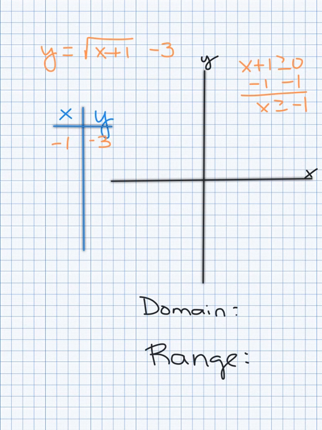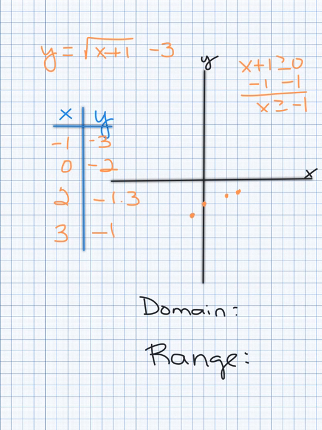Let's use a different value. Now again, it doesn't matter which values I use as long as they're greater than negative 1. So let's use 0. The square root of 0 plus 1 is 1, the square root of 1 minus 3 gives me negative 2. And if I use a different value, if I have 2 plus 1, the square root of 3 minus 3, that'll give me negative 1.3. And again, one more, I have 3. 3 plus 1 is 4, so the square root of 4 is 2, minus 3 gives me negative 1.